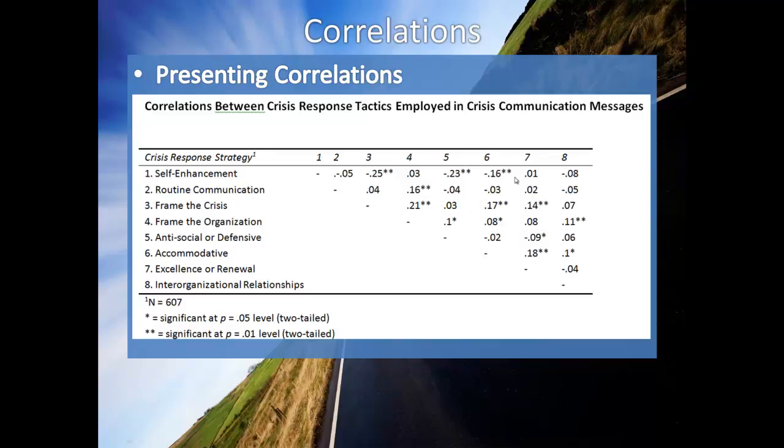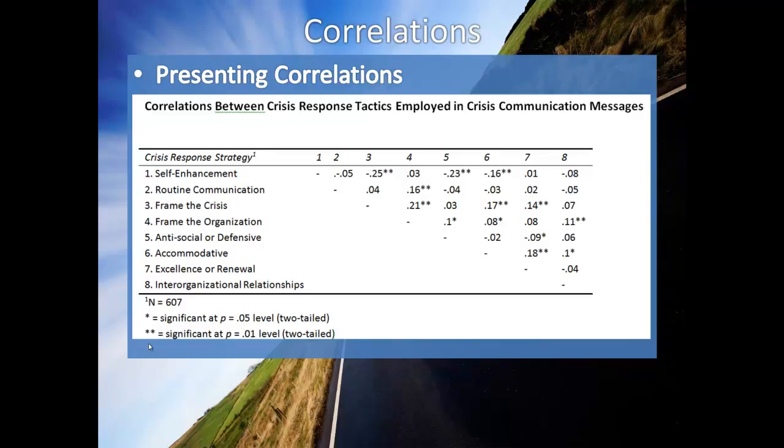Well, take a look at these two asterisks. In order to know whether it was significant, we have to go down to the table notes. And the two asterisks represent that it was significant at the 0.01 level. So yeah, it's very significant. We would be confident saying that if we saw the accommodative strategy used, we wouldn't be likely to see a self-enhancement strategy used. Now, try one on your own.